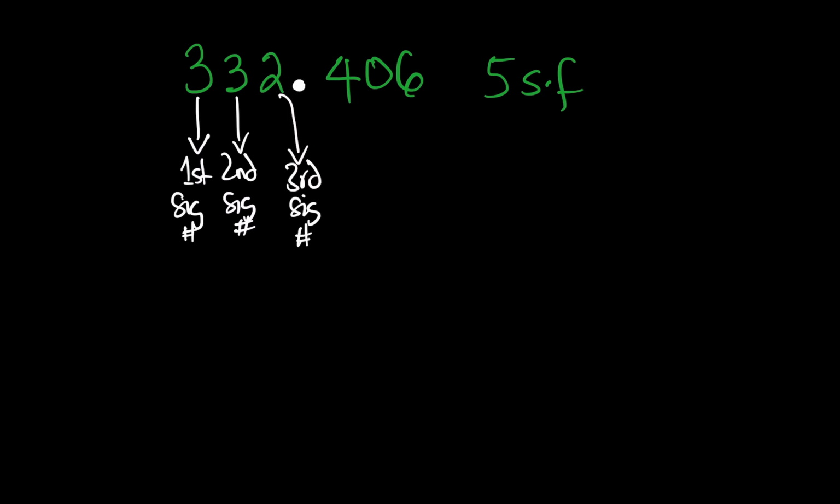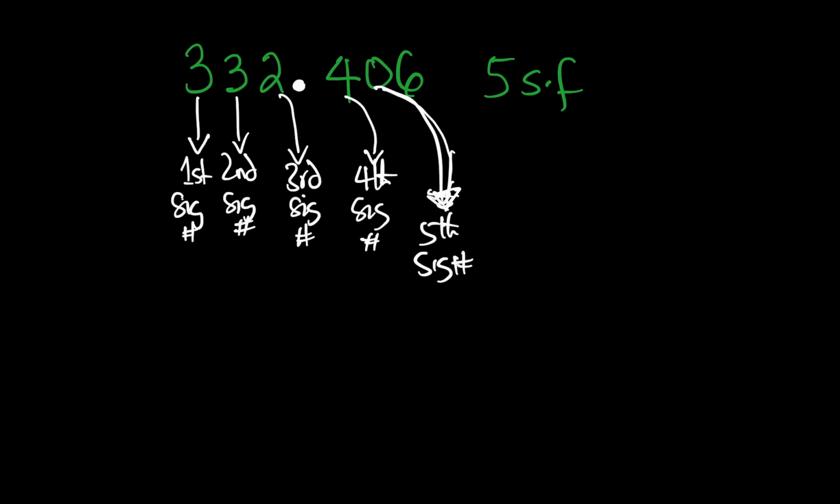All right, significant number. This is going to be our fourth. And this is going to be our fifth significant number. Now, if this is our fifth significant number, the number after that zero is 6, and that 6 is greater than or equal to 5. And if it's greater than or equal to 5, we need to add 1.